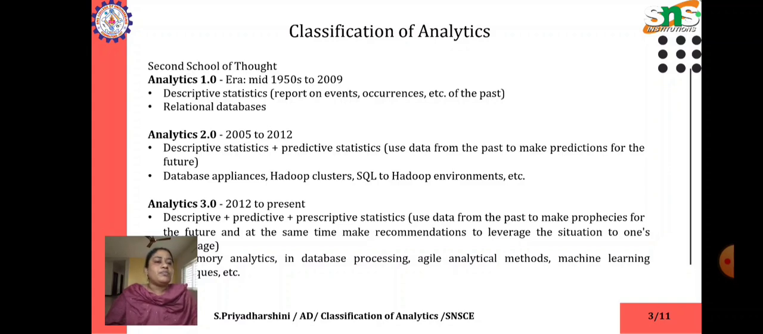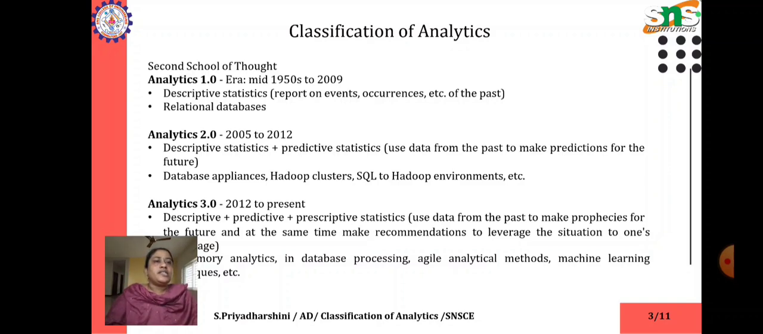When we speak about the data, in Analytics 1.0 the data were internally sourced. Analytics 2.0 used data that are externally sourced. Analytics 3.0 sourced both from internal and from external sources. When we talk about the data used in the second school of thought, Analytics 1.0 uses only the data from the legacy systems such as CRM, ERP, etc., or otherwise from third-party appliances.